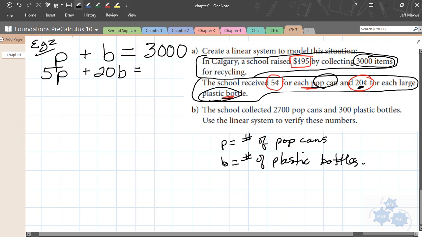$195. Okay, so here's another little twist in this. This is cents and this is dollars. You have to make sure that your units are the same on both sides of the equation. So are we going to write the cents as dollars, or are we going to write the dollars as cents? Cents as dollars? Okay, I agree. So let's make this $195 in total, and let's change these numbers, $0.05 and $0.20. 0.2. Yeah.